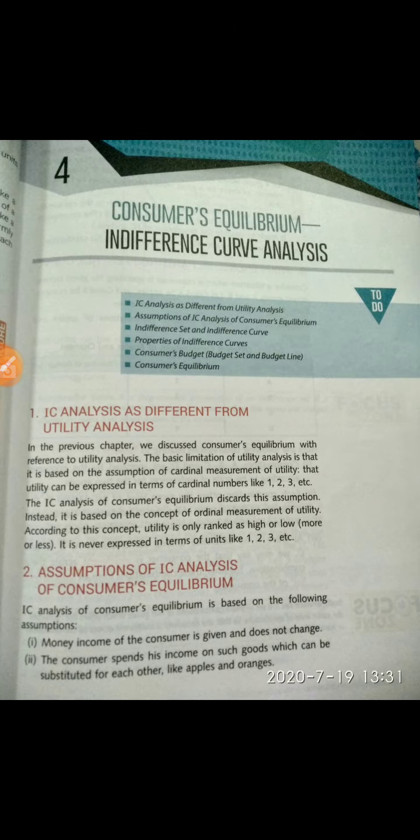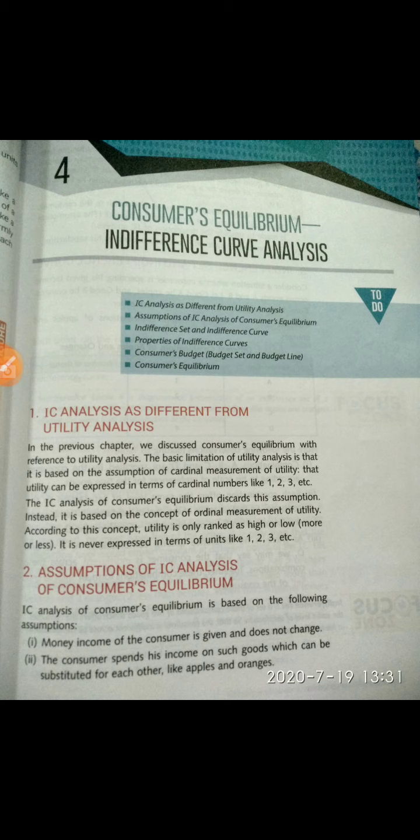So, what are the assumptions of the indifference curve? First, the money income of the consumer is given and it doesn't change. Second, the consumer spends his income on such goods which can be substituted. What are the goods which can be substituted? For example, tea can be substituted for coffee. When we talk about fruits, apples can be substituted for oranges or any other fruit.